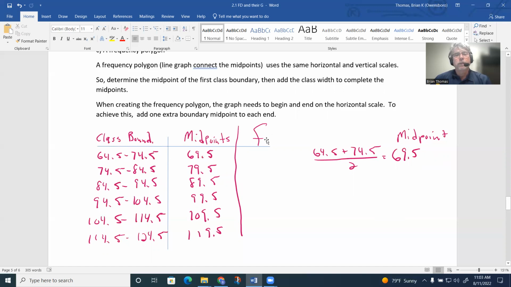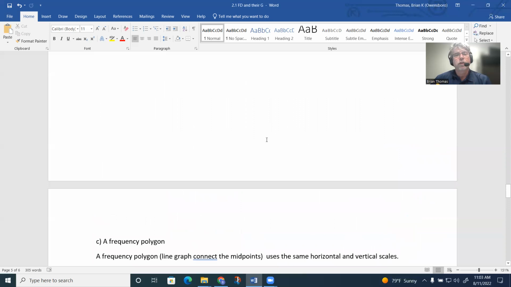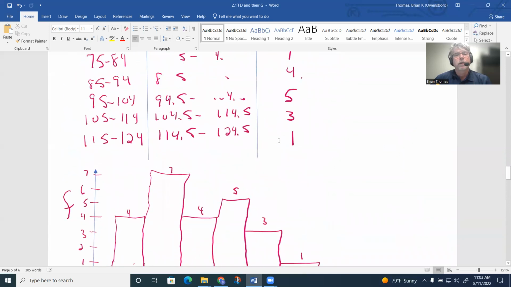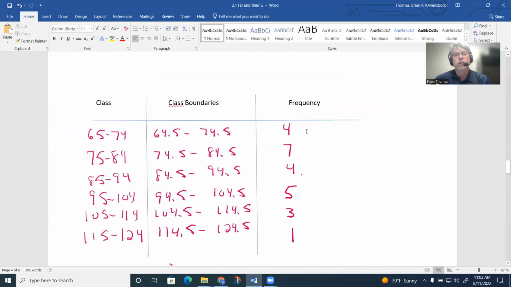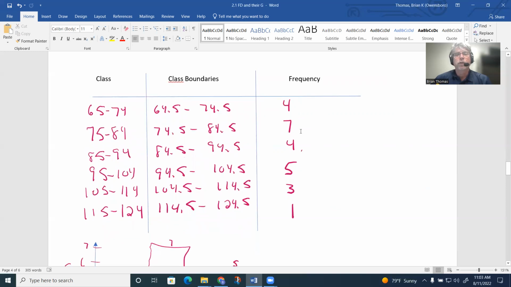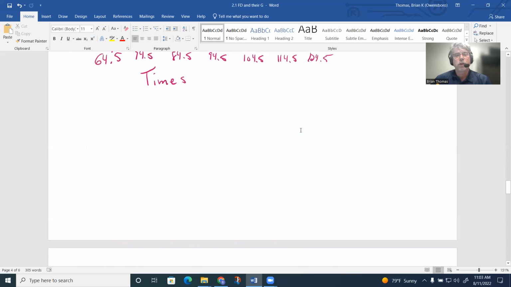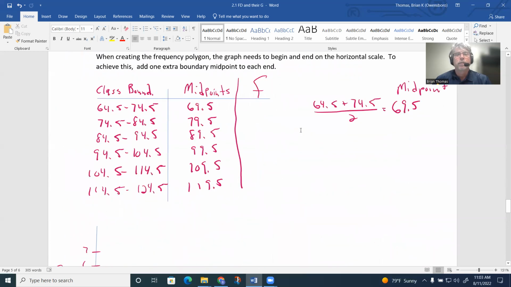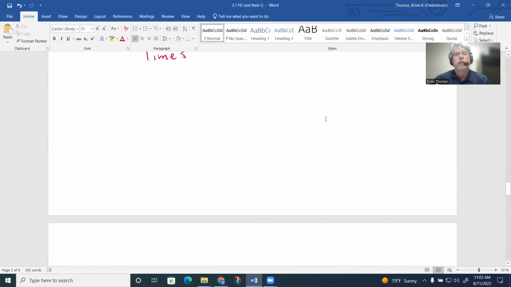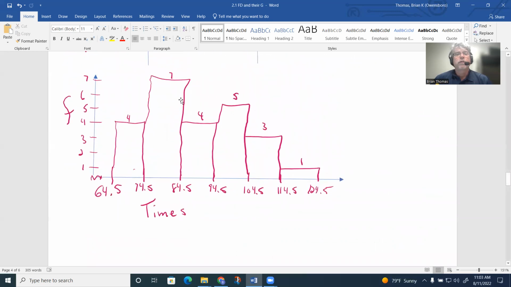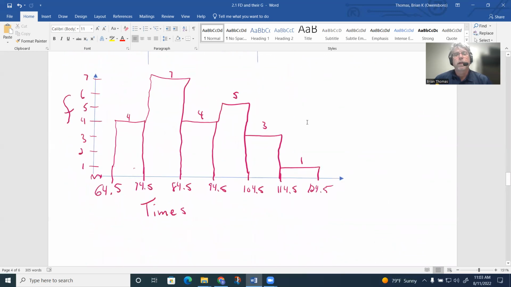The frequency is still going to be the same frequency from the previous data. So from the frequency distribution, we have this 4, 7, 4, 5, 3, and 1. So I'm going to bring that on down through here. I'm going to have this 4, 7, 4, 5, 3, 1. If I double check myself there, 4, 7, 4, 5, 3, 1. Yep, that looks good.